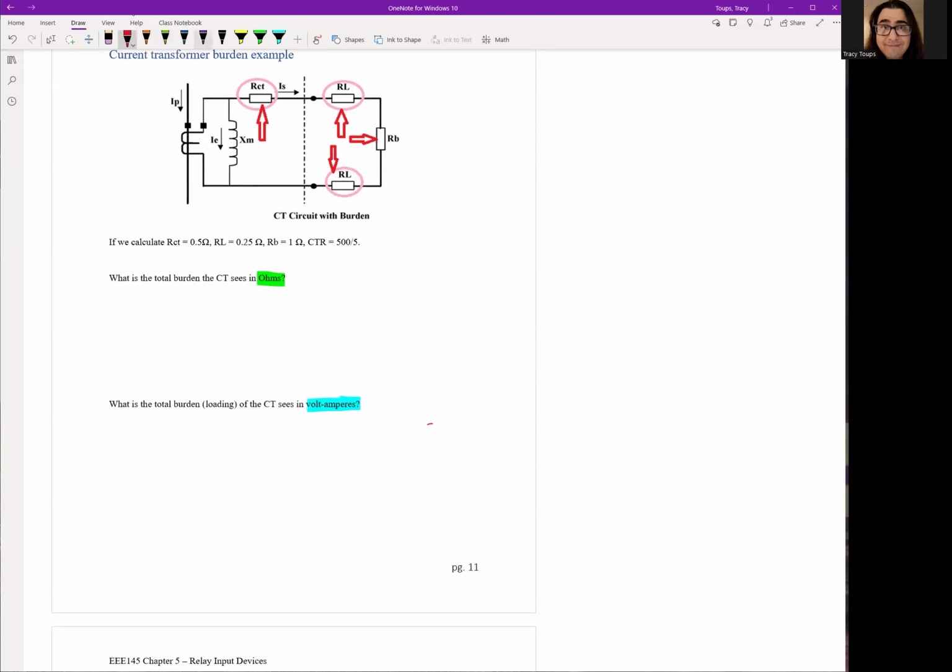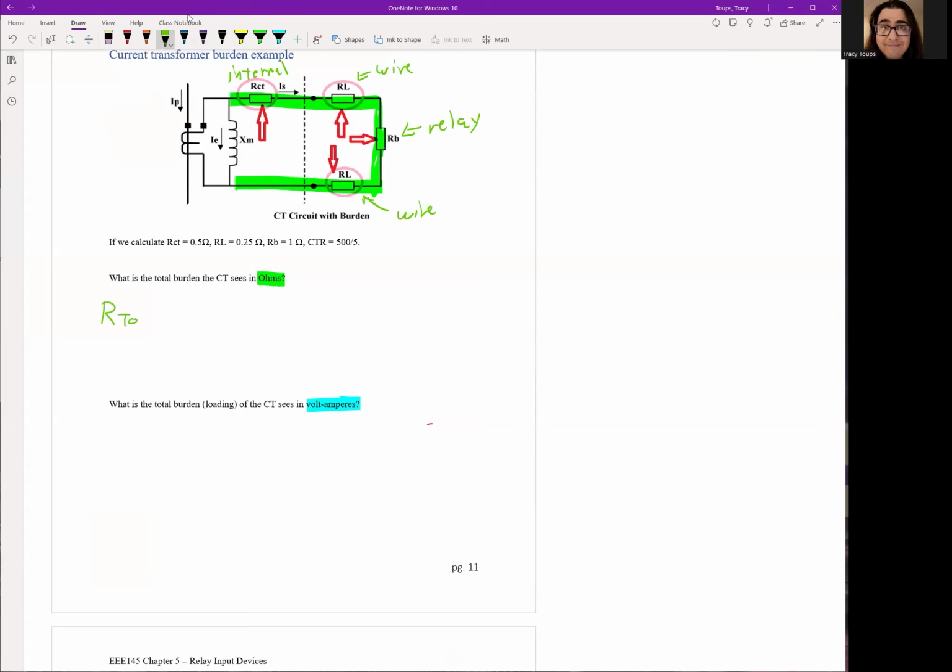Well, it's a single loop circuit. So think about the current: it's just going to come out through this wire, through the relay, and come back. So we need to account for the wire resistance to the relay, the wire resistance from the relay, the relay itself, and the internal resistance of the CT itself. Now it's one big loop, so it should be pretty easy. You just add them all together, resistors in series, right?